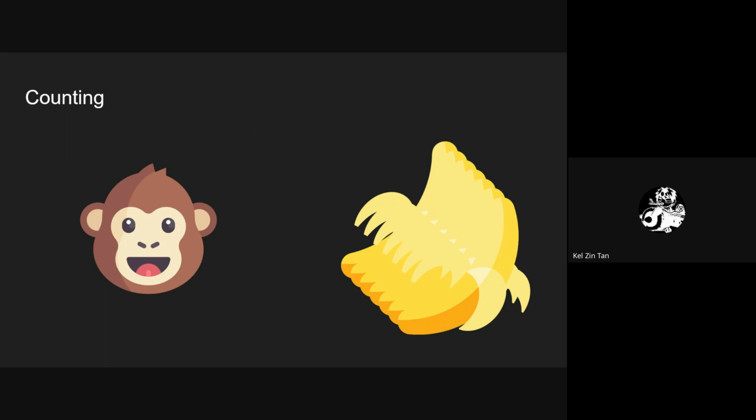Now the monkey has a box of bananas, but the monkey will eat the bananas, right? So when the monkey eats the bananas... okay, actually before that, I just want to mention that this set of numbers, if we put it together, is called the natural numbers, and we represent it with N. So this is the natural numbers.